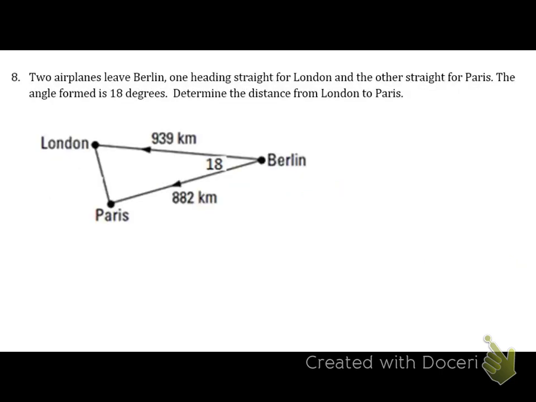Then you try. 2 airplanes leave Berlin, one heading straight for London, the other straight for Paris. The angle formed between the 2 planes is 18 degrees. Determine the distance from London to Paris. So stop the video, see if you can't find the distance from London to Paris. I'll show you what I got and make sure that you got it right. If not, come in and see me. But start the video back up and check your work.